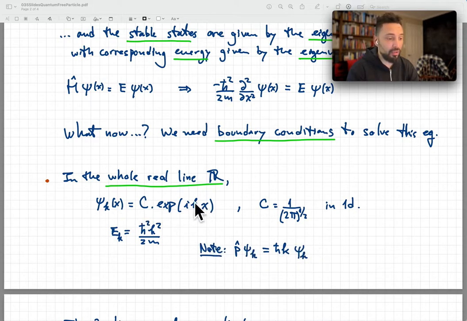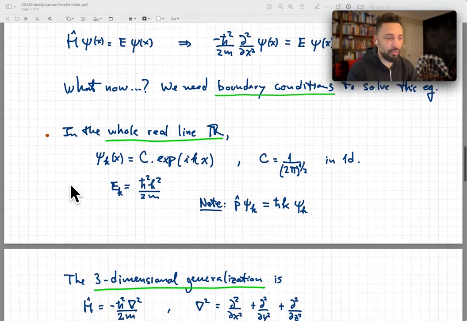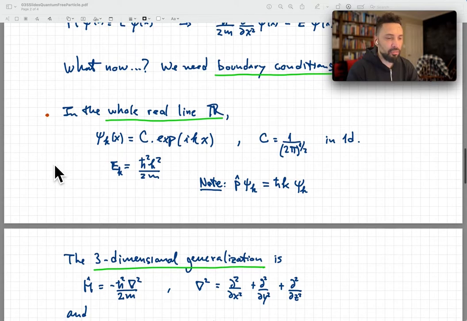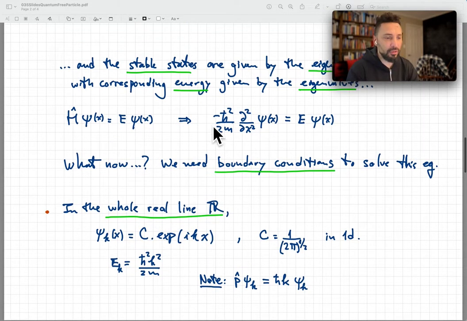So your state is also an eigenstate of momentum, which is what you would expect, because momentum is also a conserved quantity. And by the way, this constant is 1 over 2 pi to the 1/2 in 1D. This is a convention, a normalization convention. We could have chosen it to be something else, once again, because eigenvectors simply satisfy this equation.